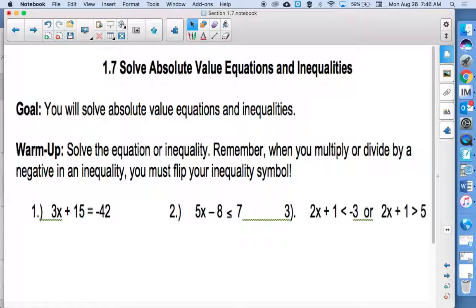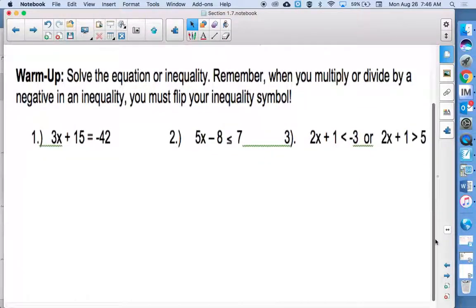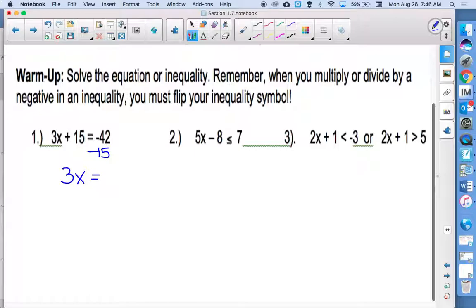So if you look at the first equation, just a tiny little equation here, subtract the 15, divide by 3. And Michael, what do you get for x? Good.